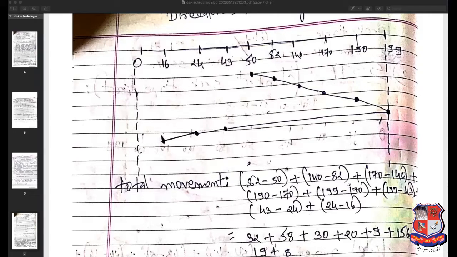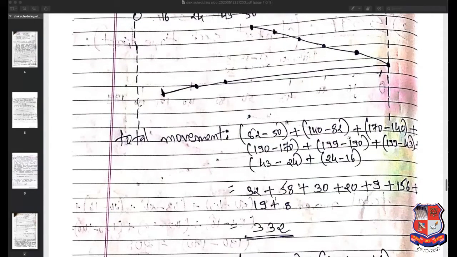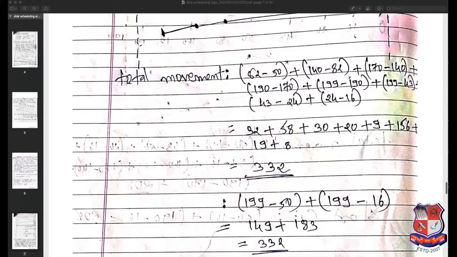So here 82 minus 50 plus the next two points, 82 to 140, so large value minus small value, 140 minus 82, plus again the next two points, 170 and 140. Large value minus small value, so 170 minus 140. As per this movement, at last we can find the total movement is equal to 332.